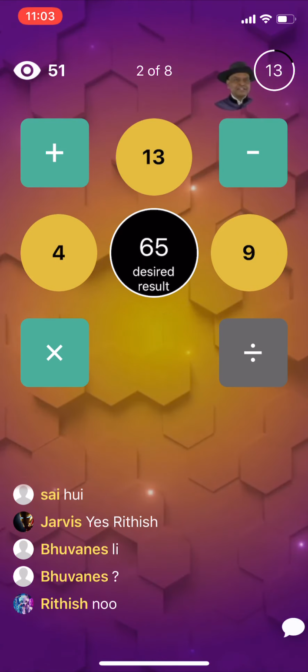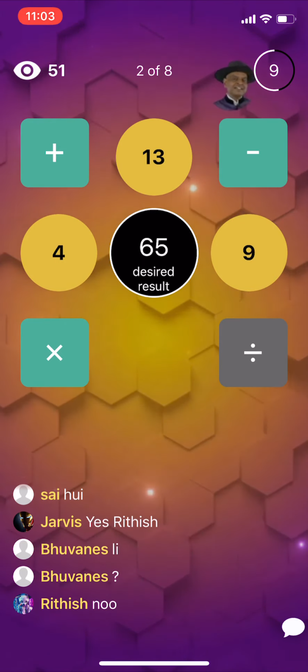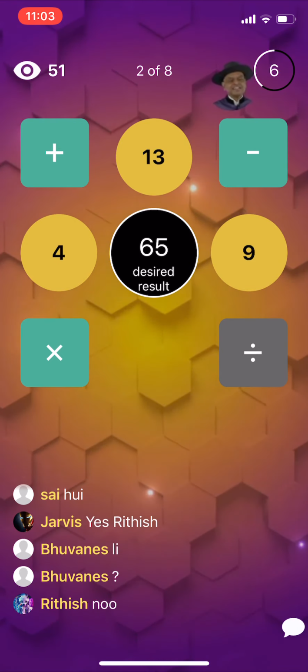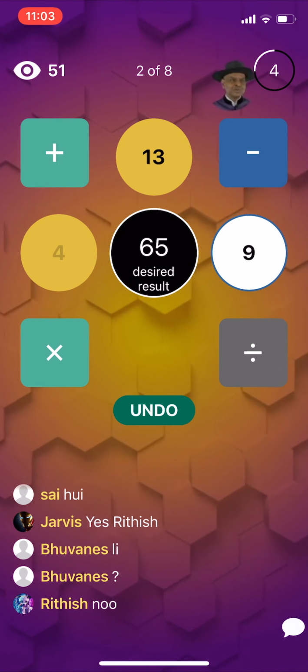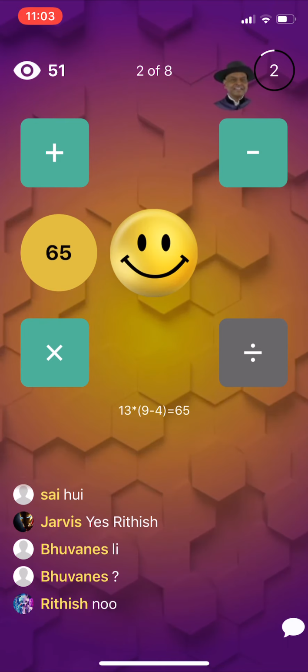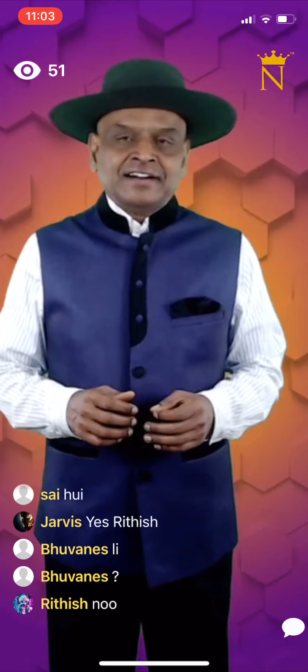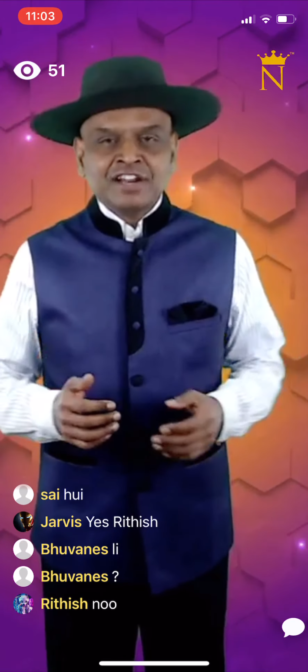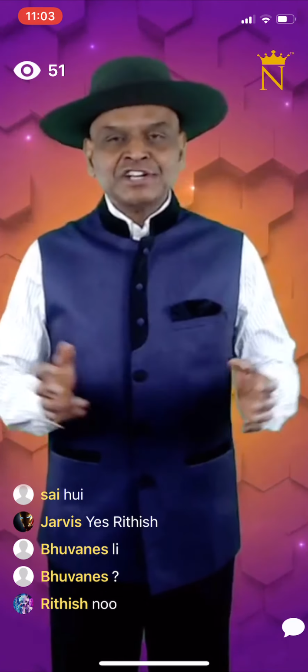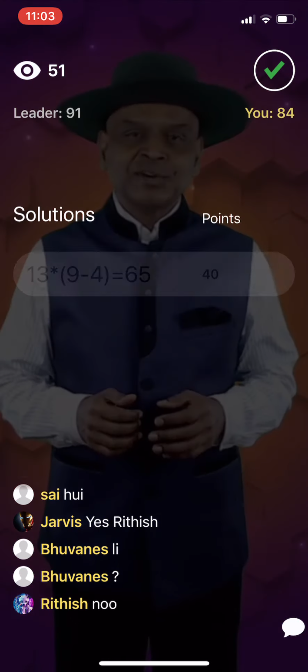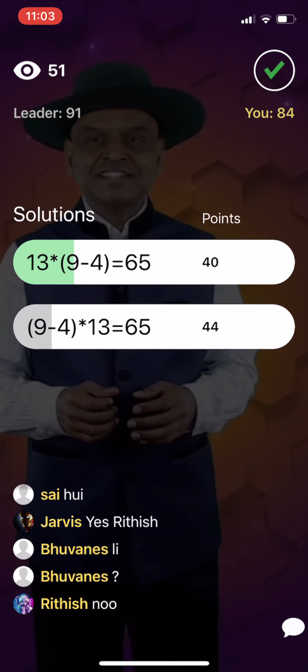9, 4, and 13. Addition, subtraction, and multiplication. Desired result is 65. There are only 2 possible solutions. So I don't think we're going to see 50 points in this one. So this should be a fairly even affair, right? Maybe 20, 30 points each. So let's see what kind of solutions we come up with.